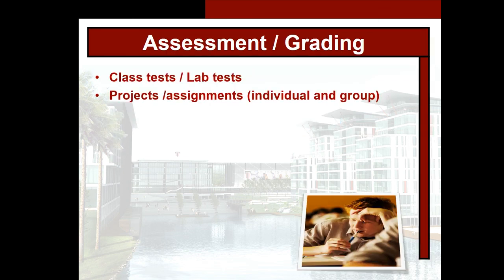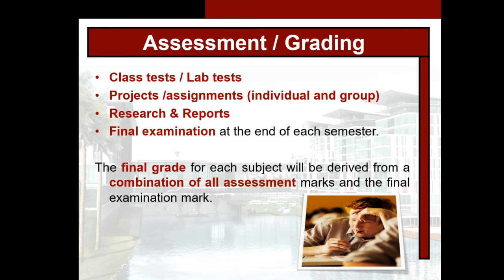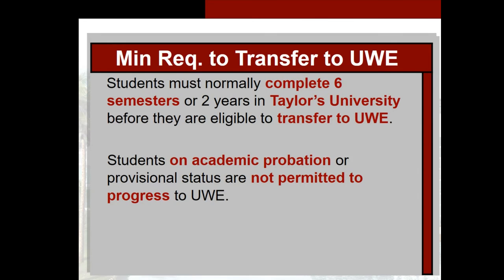Assessment or grading. You will have class tests, lab tests, projects or assignments, research and reports, and final exams. The final grade for each subject will be derived from a combination of all assessment component marks and the final exam marks. Minimum requirement to transfer to UWE. Students must normally complete 6 semesters or 2 years in Taylor's University before they are eligible to transfer to UWE. Students on academic probation or provisional status are not permitted to progress to UWE.